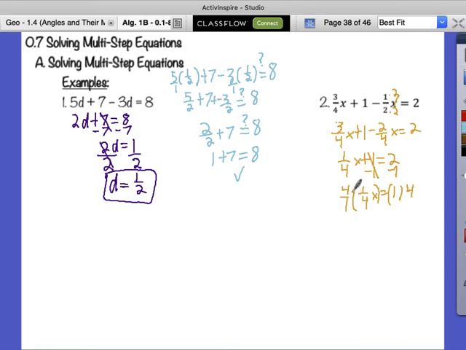Everybody saying, yeah, I agree with her. 4 and 4 simplify. We're just left with x. 1 times 4 is 4. X is 4. We could go back and check your work. I'm not going to do it right now, but we totally could. Questions on that? Alrighty.